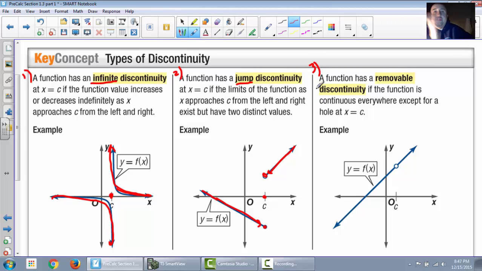The third type of discontinuity is removable discontinuity. Okay, a function has removable discontinuity if the function is continuous everywhere except for a hole at x equals c. So notice here's c, the graph has a hole, so it doesn't equal. Coming up the graph, it's good everywhere. It jumps over that dot and then it continues on in the infinite direction. That would be called a removable discontinuity.